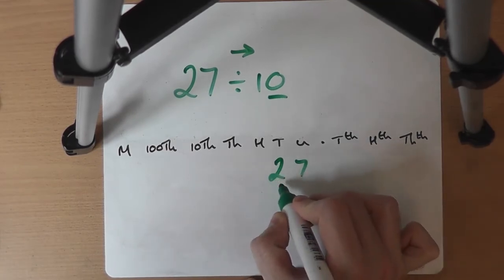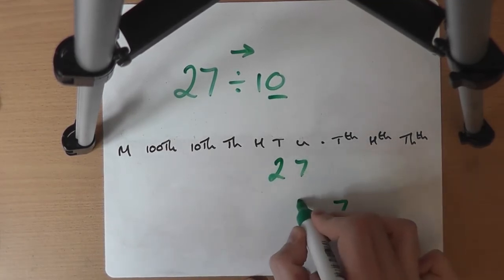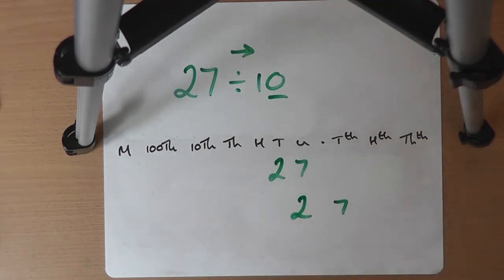The 2 is going to move 1 column down. It starts in the tens. It's going to end up in the units. It's crossed that decimal point, so we need to put it in. 2.7. Is that a complete number? Well, yes, it is. That's a perfectly reasonable number. We don't need to add anything to that. Anything we added wouldn't change the number. So we don't need to put anything on there. It is a perfectly reasonable number.